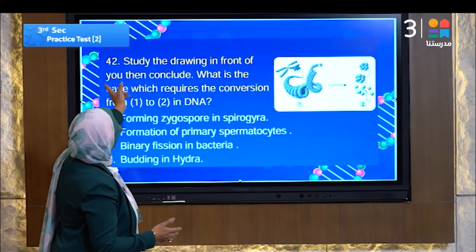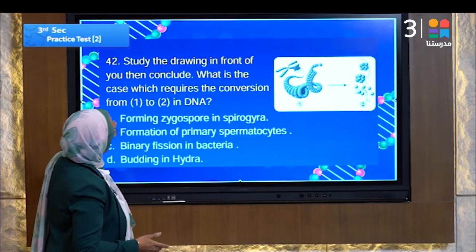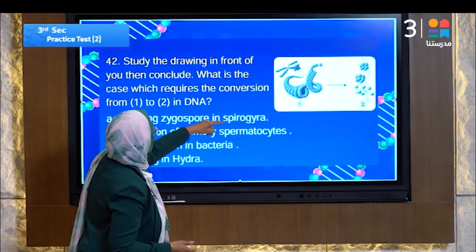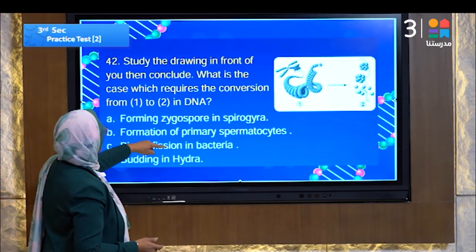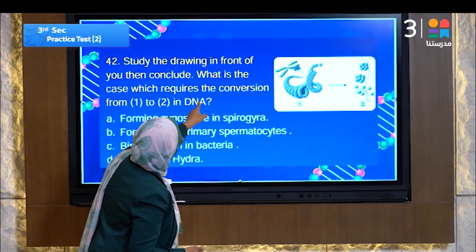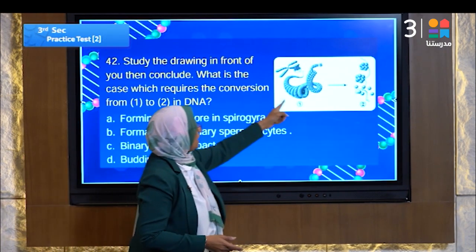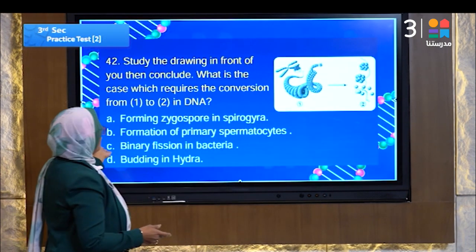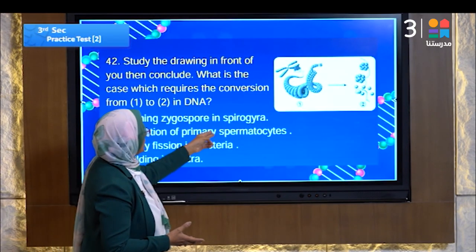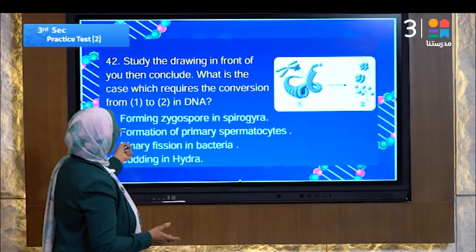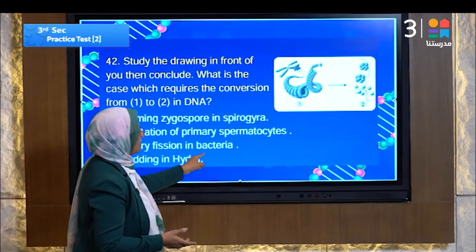Study the drawing in front of you, then conclude. What is the case which requires the conversion from 1 to 2 in DNA? Let's read the choices. A, forming zygospore in spirogyra. B, formation of primary spermatocytes. C, binary fission in bacteria.